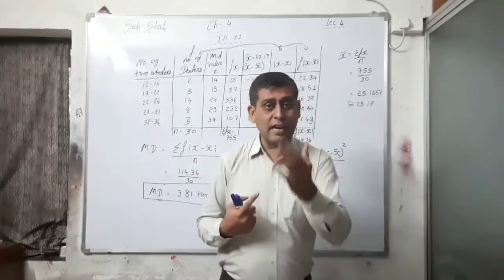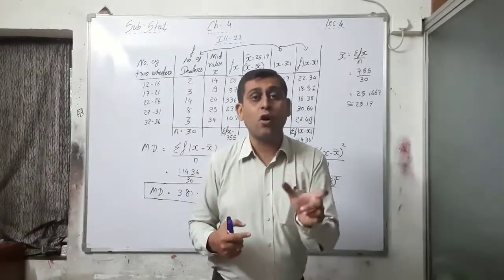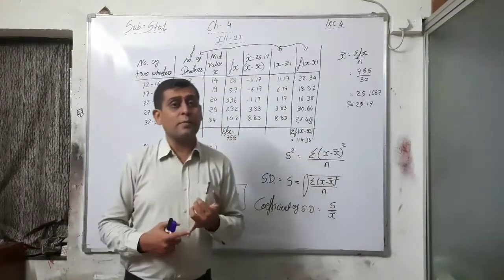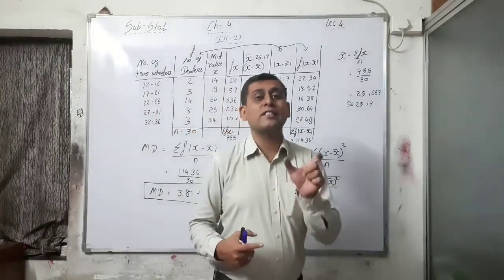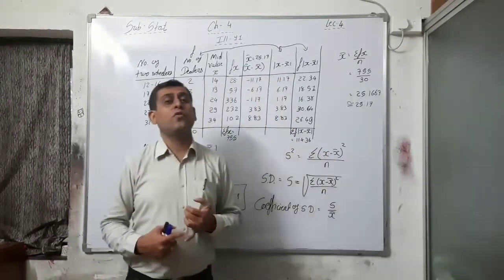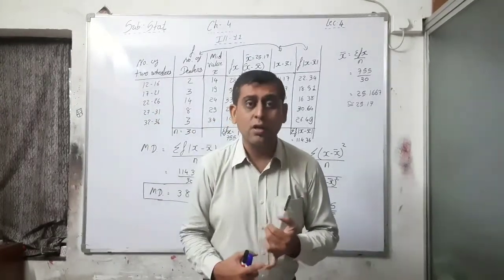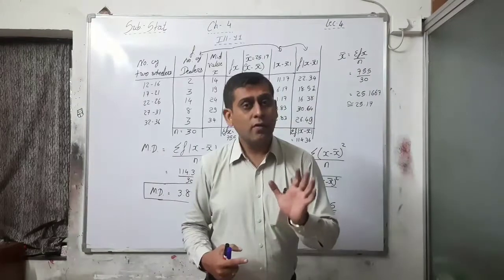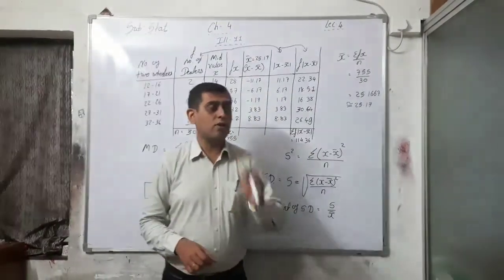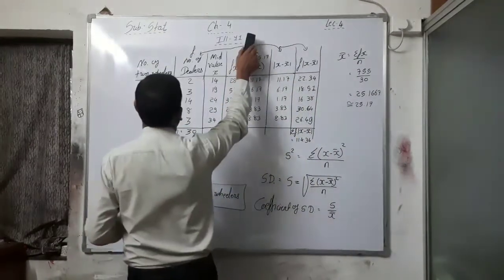First, the direct method and shortcut method of standard deviation for ungrouped data, that is methods 1 and 2. Then the direct and shortcut methods for discrete group data, methods 3 and 4. And then the direct and shortcut methods for continuous group data, methods 5 and 6. Here we are first looking at ungrouped data, the formula for ungrouped data.